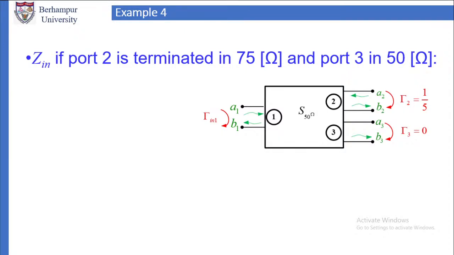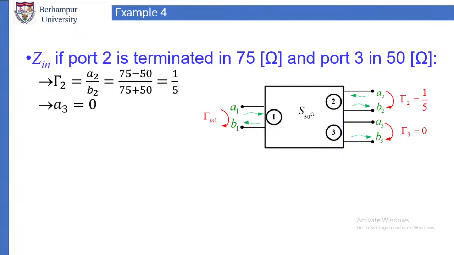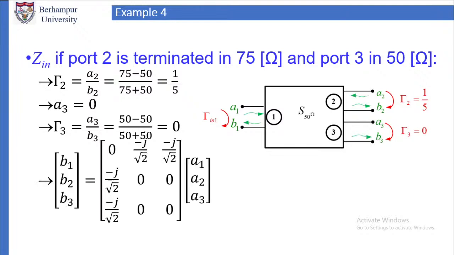We have to find out what is gamma in, and gamma 3 is equal to 0. Gamma 2 is equal to A2 by B2, that is 1 by 5, that we have found out. Okay. A3 is equal to 0, as I have told you already, because port 3 is matched. Gamma 3 is equal to A3 by B3, which will again be 0. Okay. Then in the S matrix form, the relation between the B matrix and A matrix is B1, B2, B3 is equal to S matrix into A1, A2, A3.